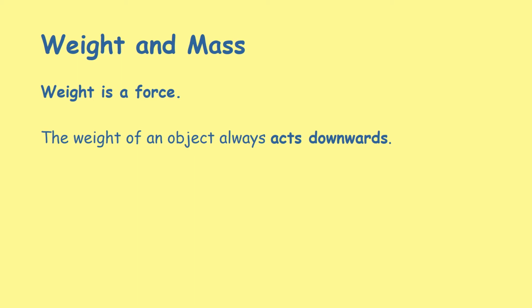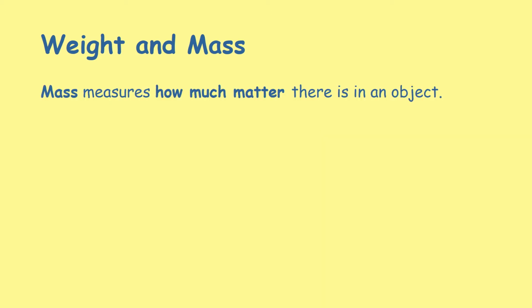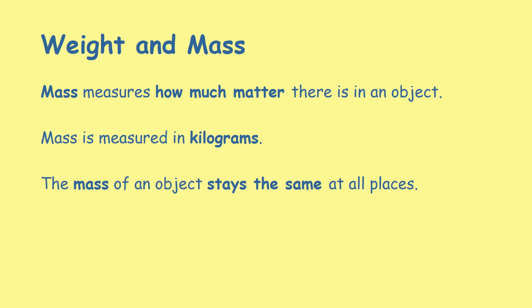Weight and mass. Weight is a force. The weight of an object always acts downwards, and we know we always have to specify a direction for a force because force is a vector. Weight is measured in newtons, and the weight of an object can change. Mass measures how much matter there is in an object, so the amount of stuff that it's made of. Mass is measured in kilograms, and the mass of an object stays the same at all places.